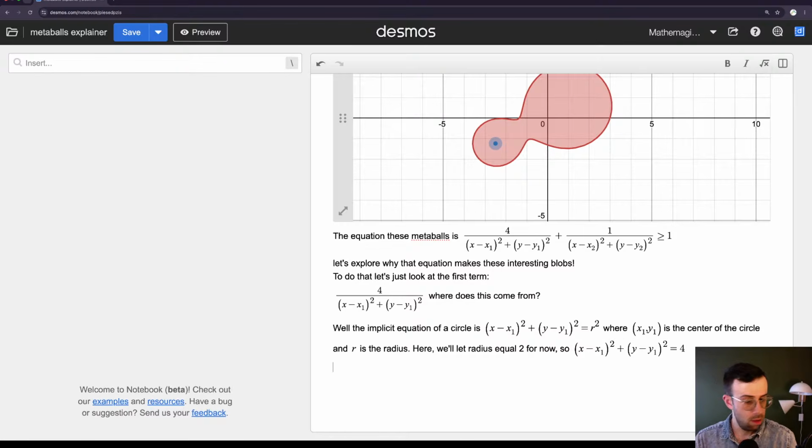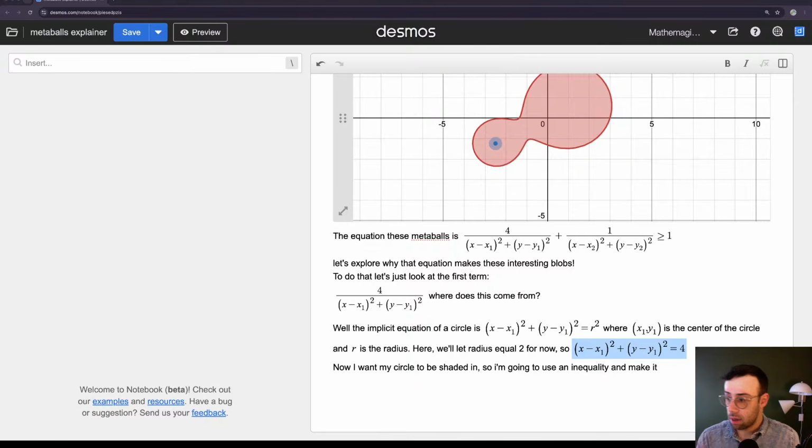Now I want my circle to be shaded in. So I'm going to use an inequality, and maybe I can show a graph each time. And I haven't been looking at the chat. Maybe people are saying that. Oh, if you paste a URL in a comment, it can turn into a clickable link. Yeah.